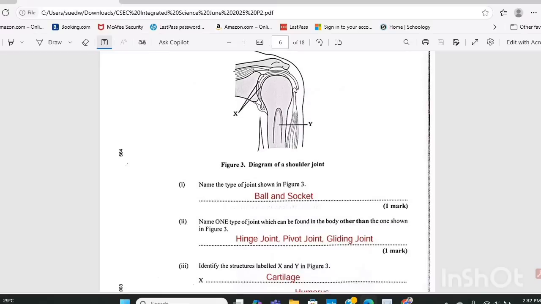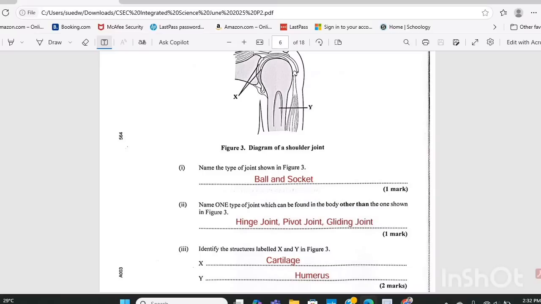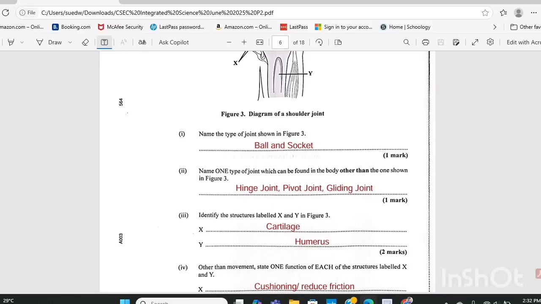Part 3 says identify the structures labeled X and Y. Now, X right there would be cartilage, which is found right there between the bones, and Y would be either the bone or the humerus, because that is the actual name of the bone there. But it could be humerus or bone, which should give you your 2 marks. It says other than movement, state one function of each of the structures labeled X and Y.